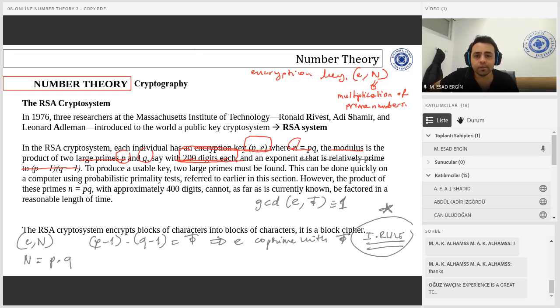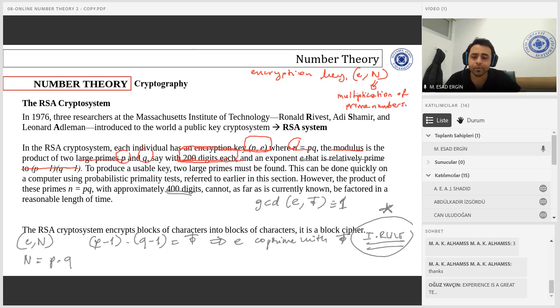To produce a usable key, two large primes must be found. This can be done quickly on a computer using the probabilistic primality test referred to earlier in this lecture. However, the product of primes with approximately 400 digits cannot currently be factored in a reasonable length of time. So that's why we are going to use a very small sample of this system.